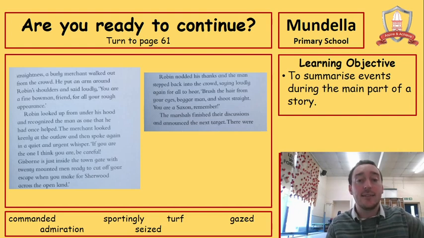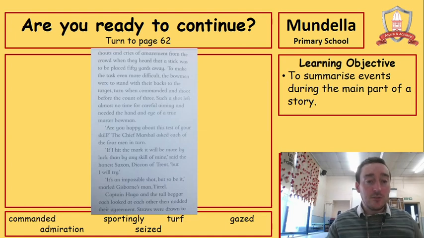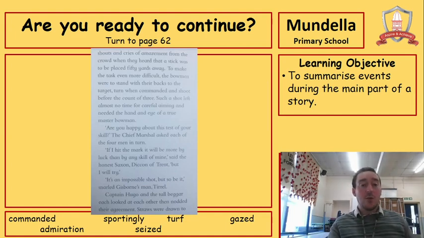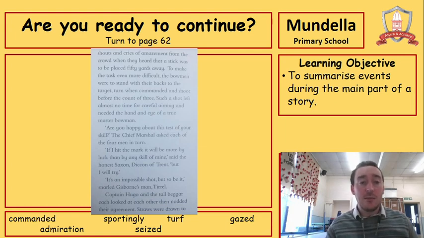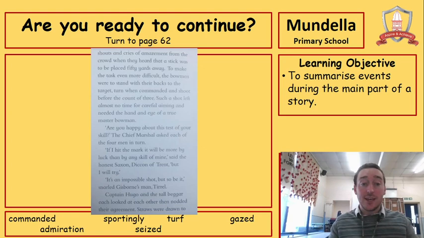Robin nodded his thanks, and the man stepped back into the crowd, saying loudly again for all to hear, "Brush the hair from your eyes, beggar man, and shoot straight. You are a Saxon, remember?" The marshals finished their discussions and announced the next target. There were shouts and cries of amazement from the crowd when they heard that a stick was to be placed 50 yards away. To make the task even more difficult, the bowmen were to stand with their backs to the target, turn when commanded, and shoot before the count of 3.